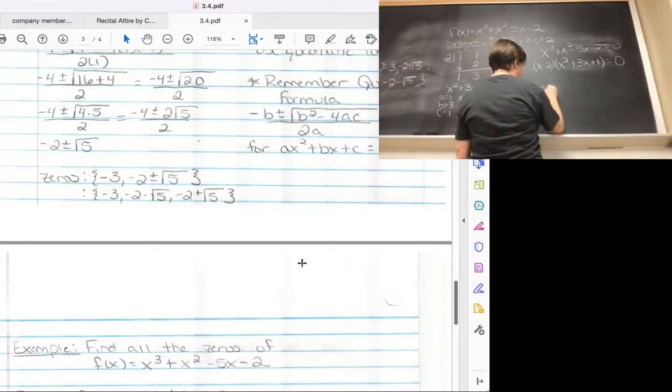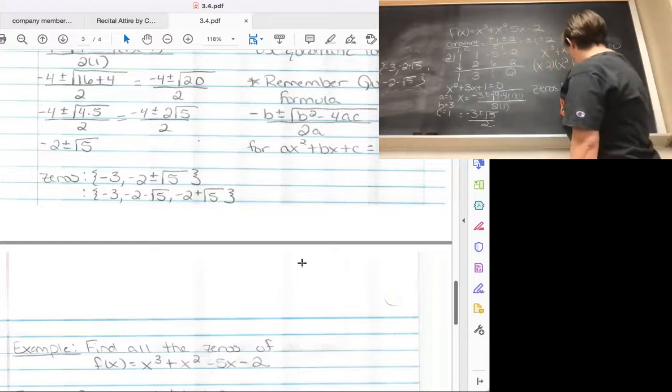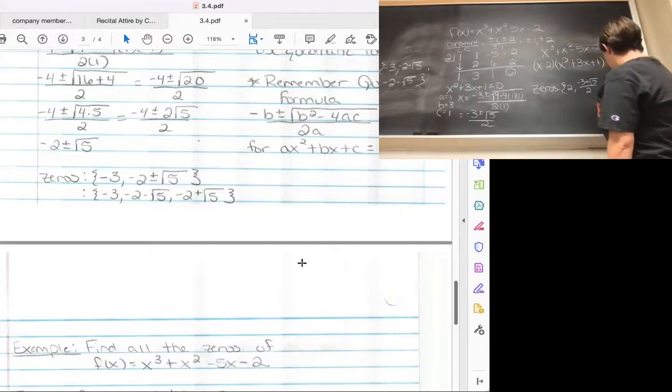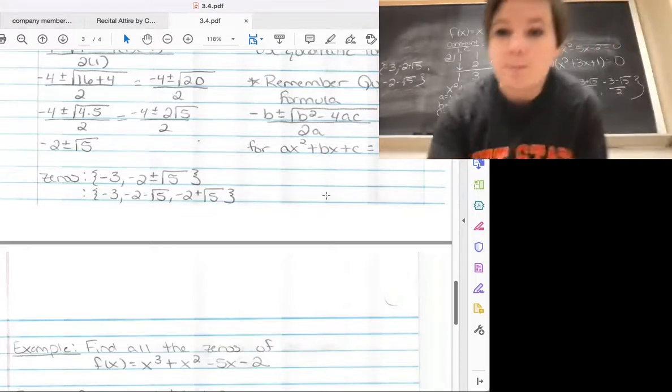So my list of all zeros is 2, -3 plus square root of 5 over 2, and -3 minus square root of 5 all over 2. Sometimes you can't simplify it out as far as we could the first time. And so these are all of our zeros for this function. We had 1 rational and 2 irrational, and that is okay. And that is the end of 3.4.